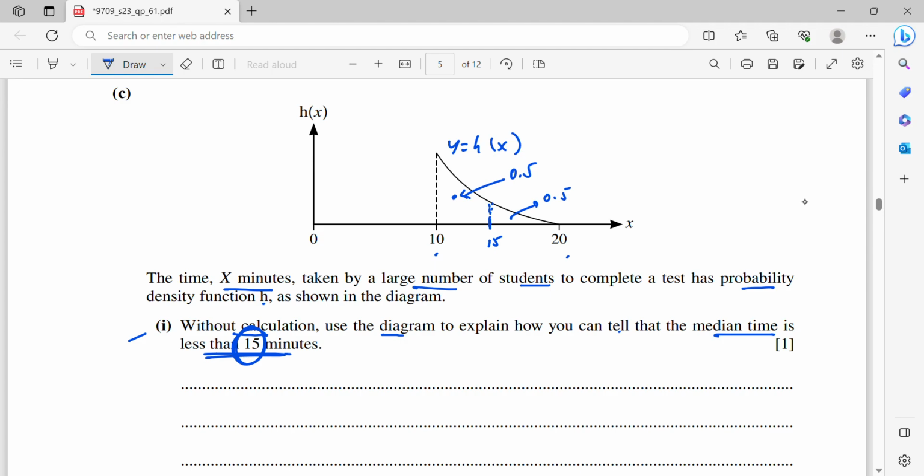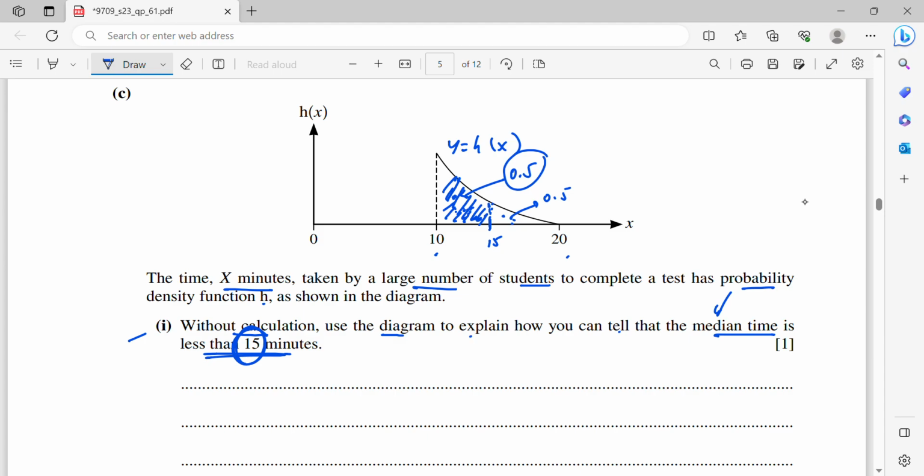But we know that the probability 0.5 is the same as area under the curve. So obviously the area of the first region is bigger than the area of the second region, the region on the right hand side. So that's the reason that the median is less than 15 minutes, because the probability will be greater than 0.5 due to the greater region.